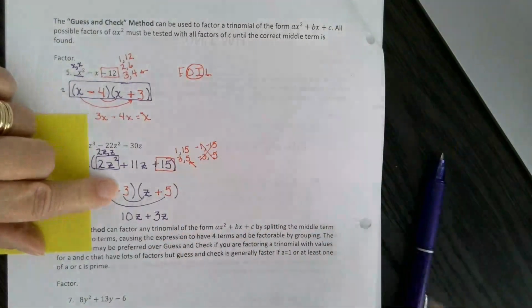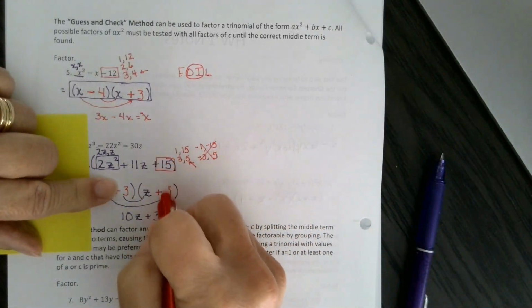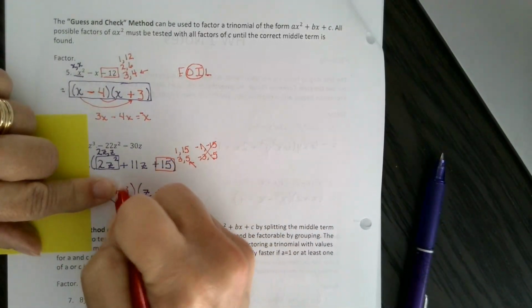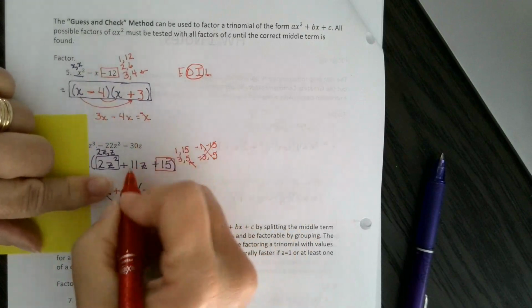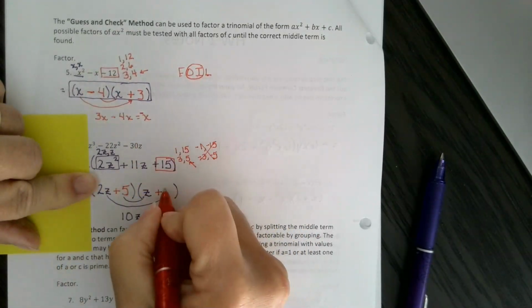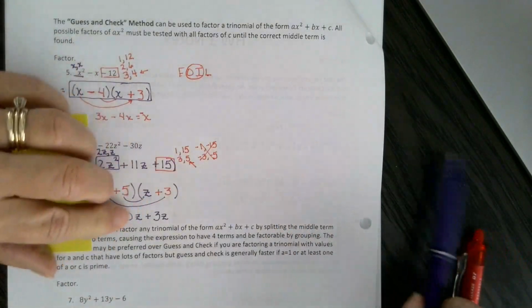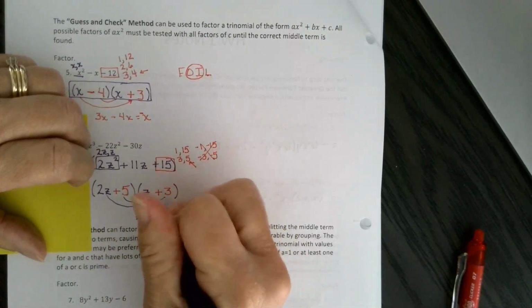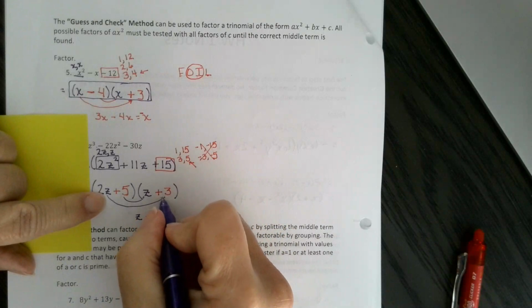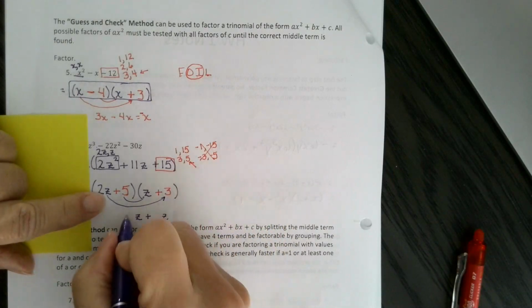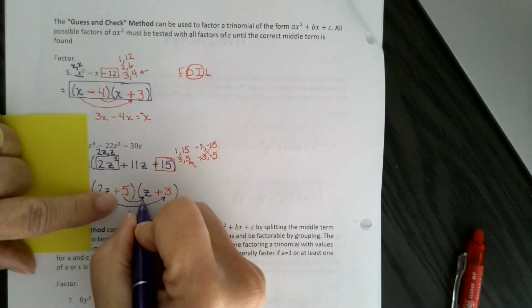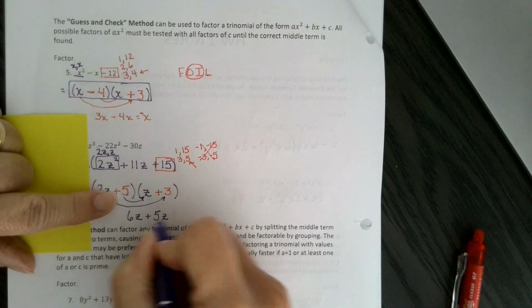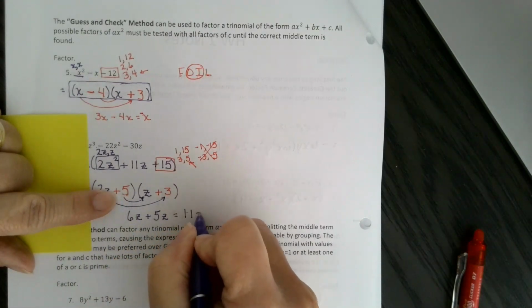So what I'm going to do is I'm just going to switch the 5 and the 3 before trying the 1 and the 15. I'm going to use 5 here and I'm going to use 3 here. And now I'm going to check this answer. My outsides, 2z times 3 gives me 6z. My insides, 5 times z is 5z. That gives me 11z.